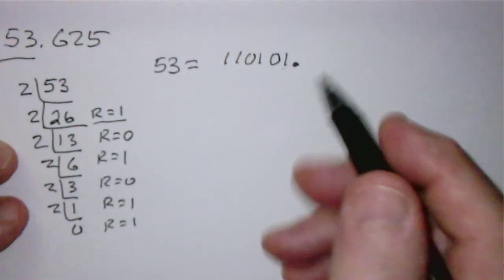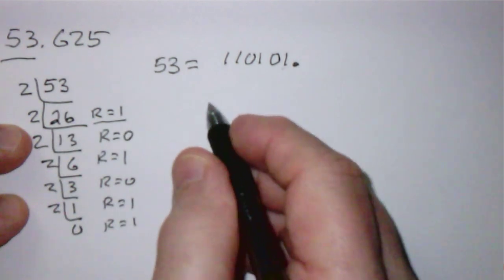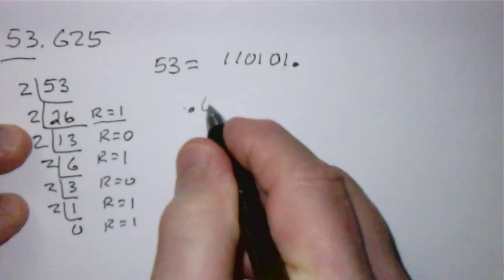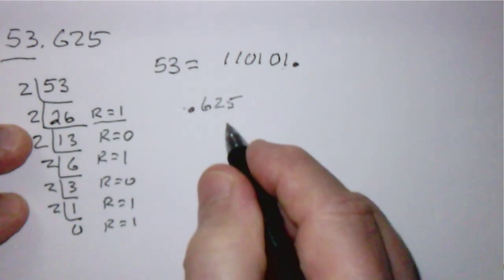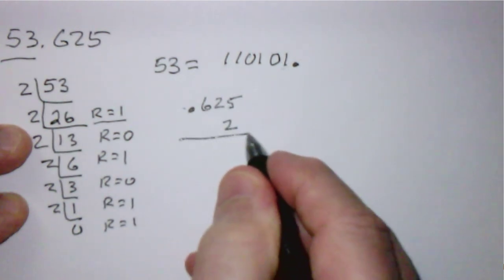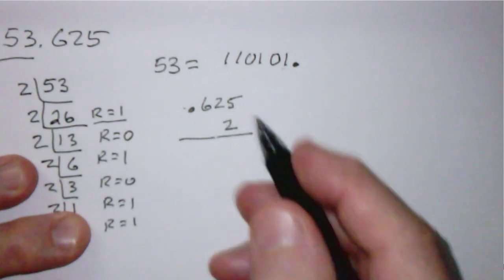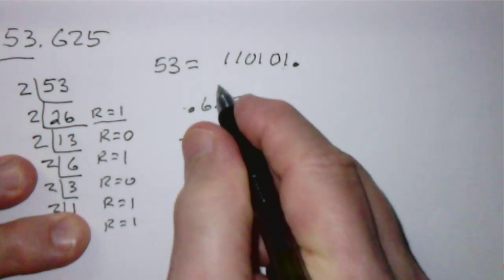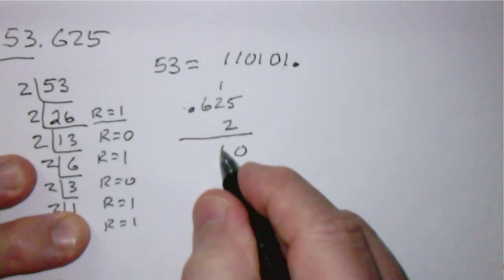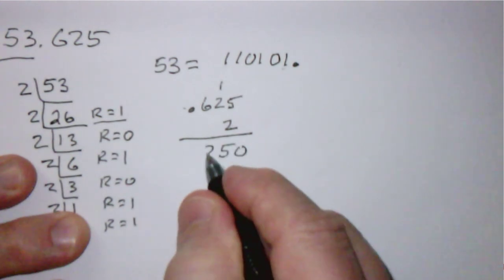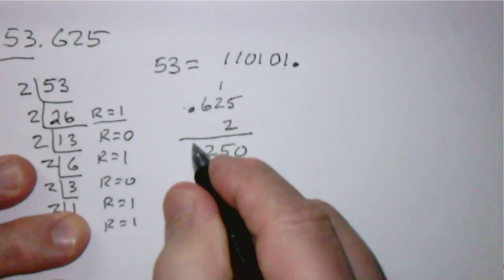All right, what about the 0.625? Well, here we go now. So we take 0.625 and we multiply it by the base. So the base is 2. So we multiply 2 times 5 is 10. Put down your 0, carry your 1. 2 times 2 is 4 and 1 is 5. 2 times 6 is 12. Put down your 2, decimal point, and a 1.